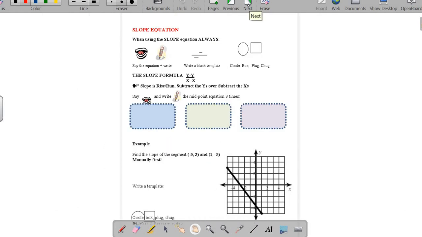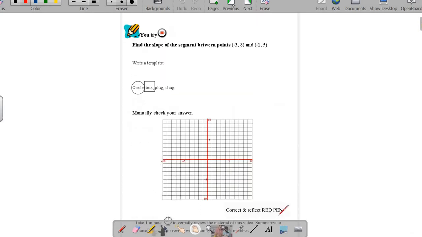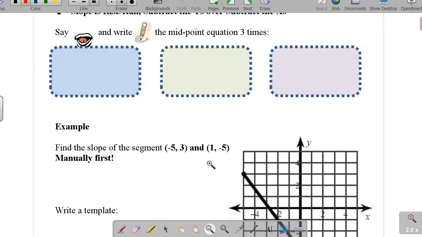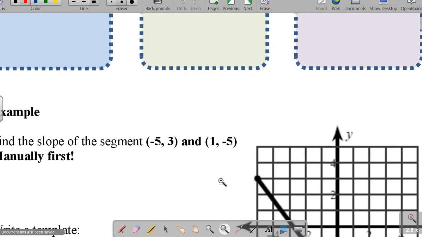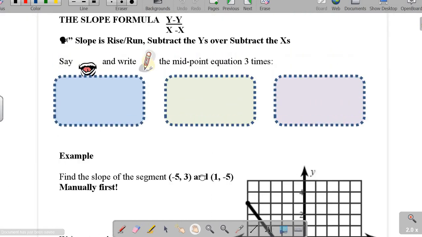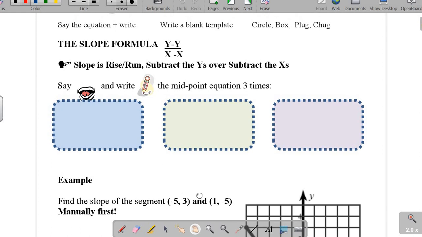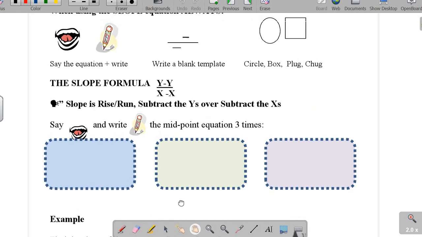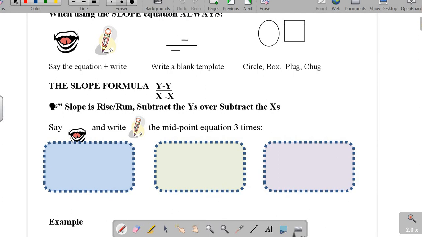All right, so that was finding the middle of a segment. The next thing you need to be able to do is find the tilt of a segment. And tilt is what we commonly call the slope formula, the tilt. So we're going to say the equation and write the equation.